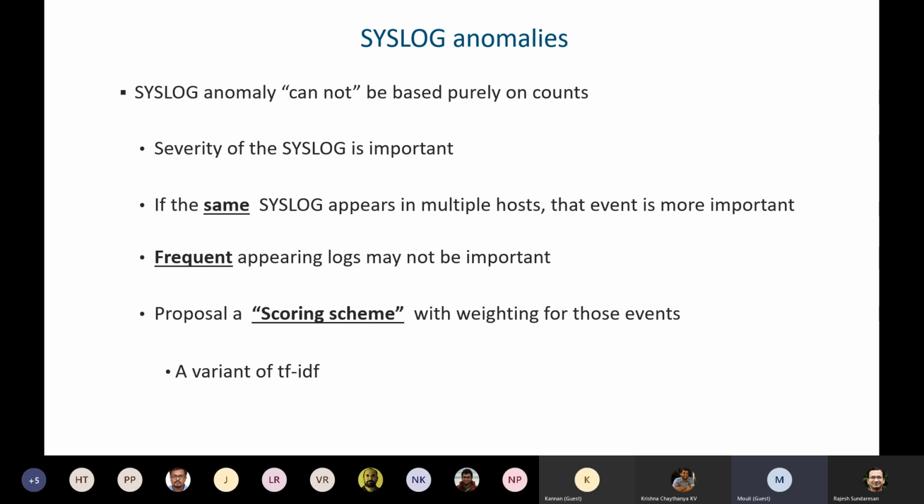The scoring scheme, the way I have laid it out, is actually based on an extension of TF-IDF, a variant of it. You can adjust the weights in such a way that the events I have mentioned bubble up, and I can suppress some of the things that are not that important. That's the crux of the idea. Once I have that sort of scoring scheme, next slide, please.